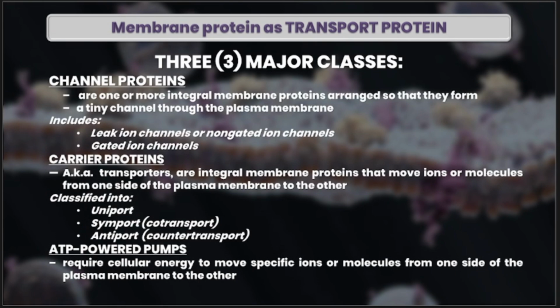We also have three major classes of transport proteins. We have your channel proteins, and these proteins form pores in the membrane that would allow specific ions or molecules to pass through by diffusion. They are selective and can be gated, with opening or closing in response to certain stimuli. You also have your carrier proteins, or we can also call these your transporters.